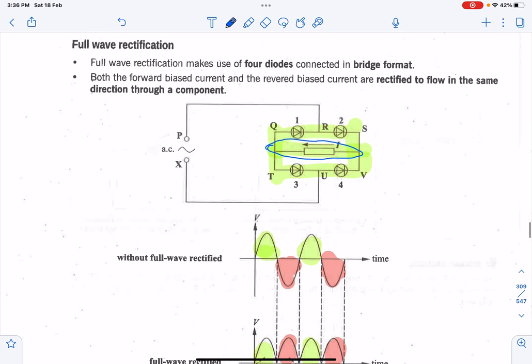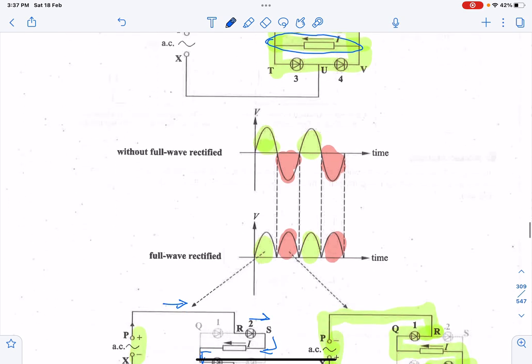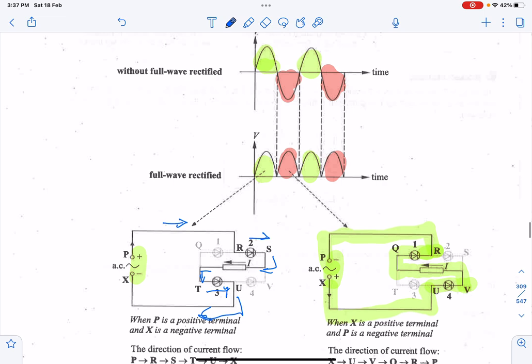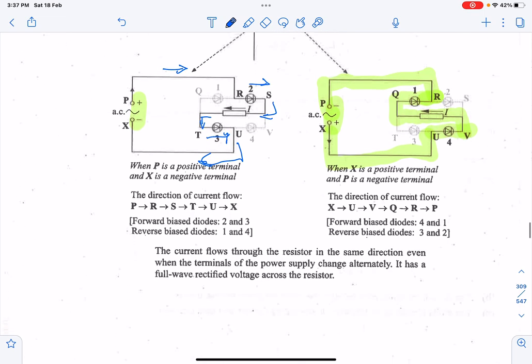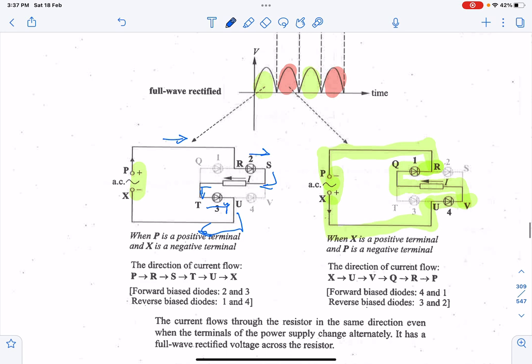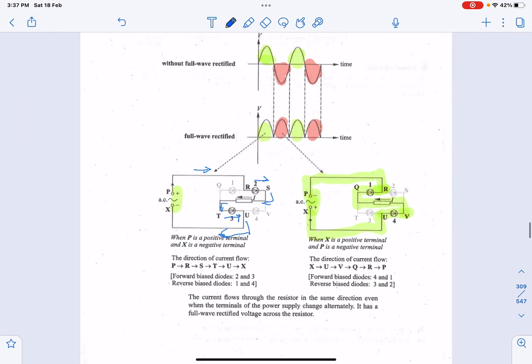Full wave rectification makes use of 4 diodes rather than 1, forming a bridge. What happens is that both the forward bias current and the reverse bias current are rectified to flow in the same direction. In a way, you're flipping the negative alternating current to the top and fully converting the whole alternating current into a direct current. This is different from just now, where you only take the positive side of the current. Now you flip, so it will be both sides. This one you can pause and read yourself to try to make sense of it.